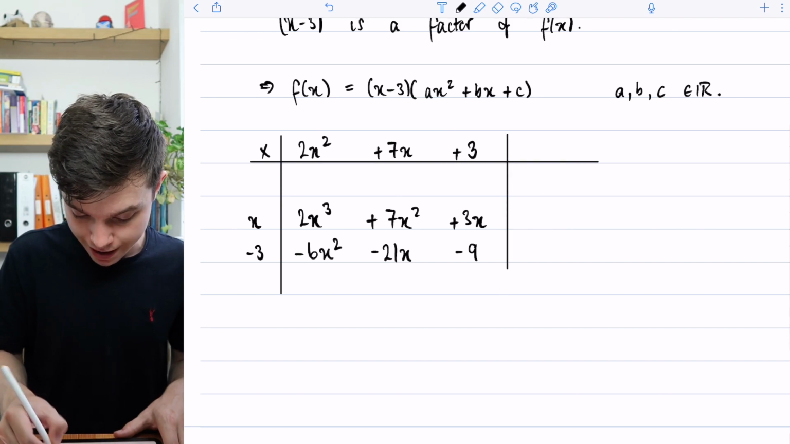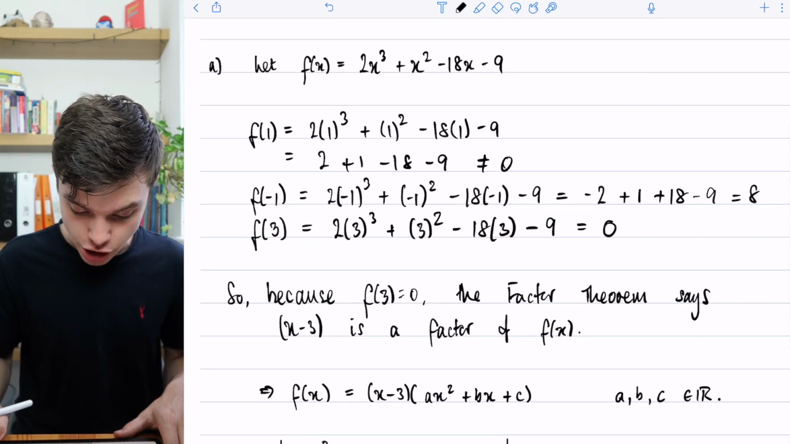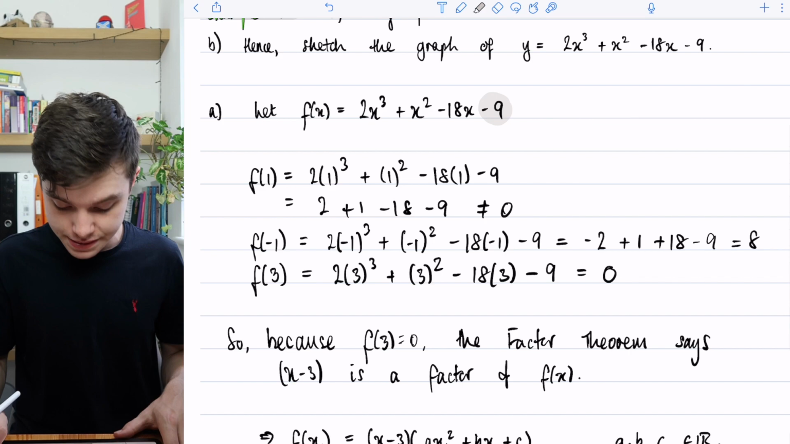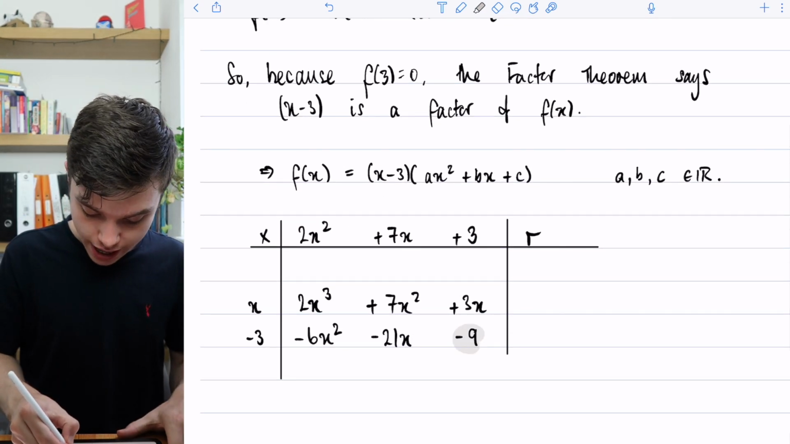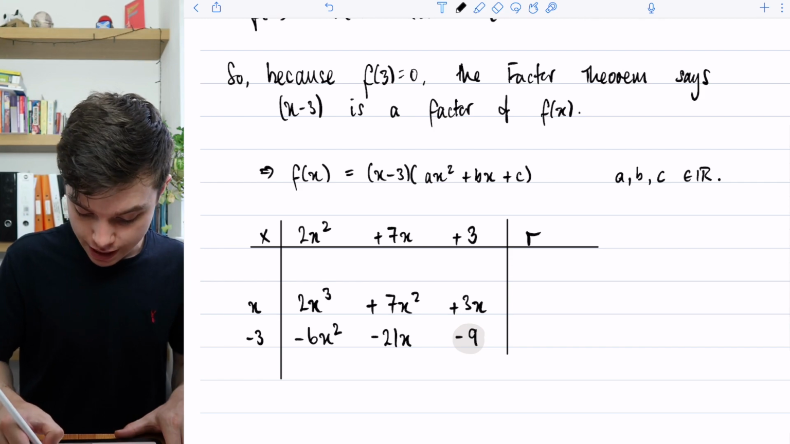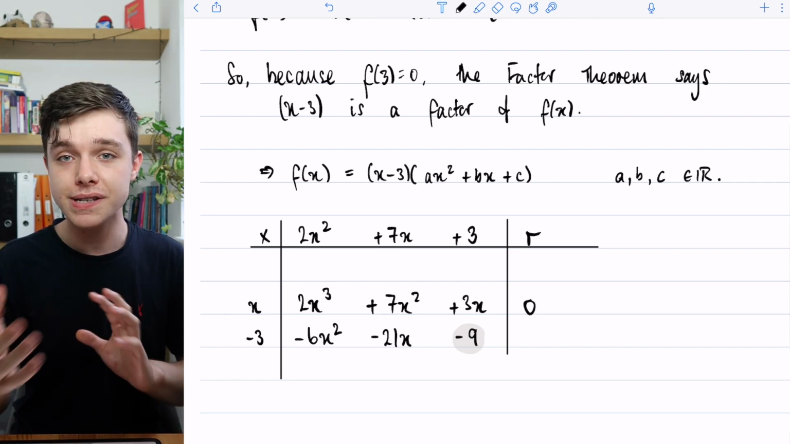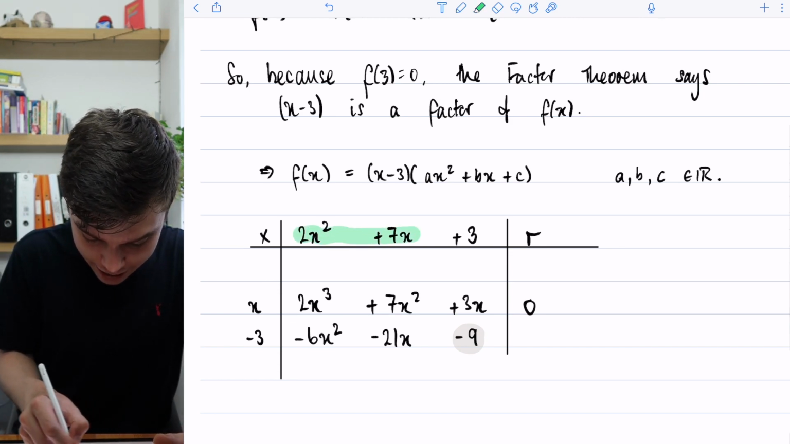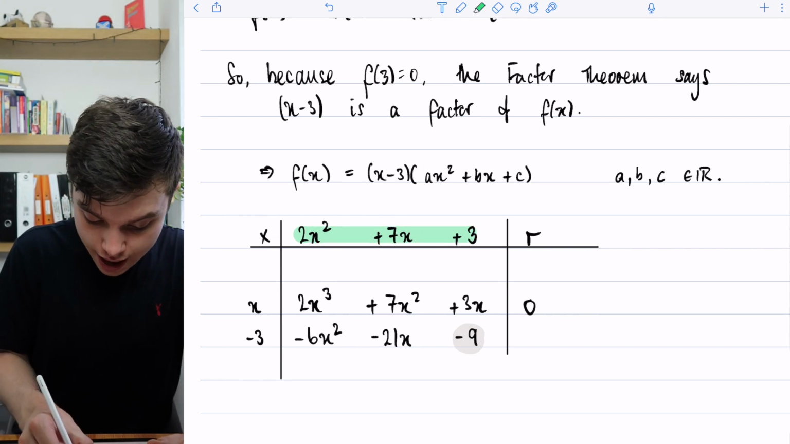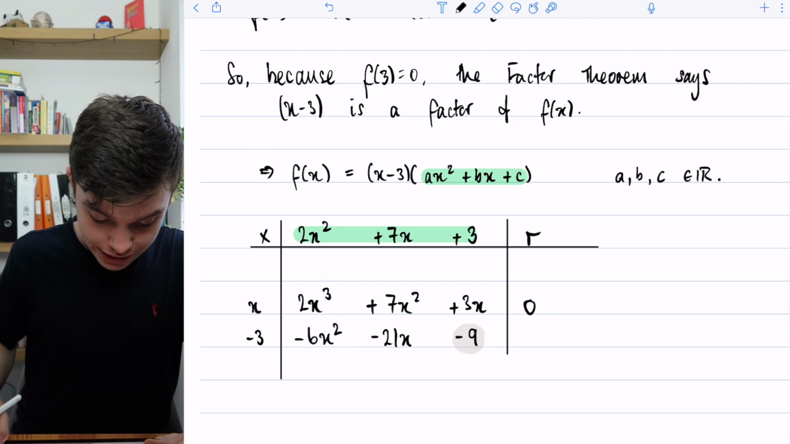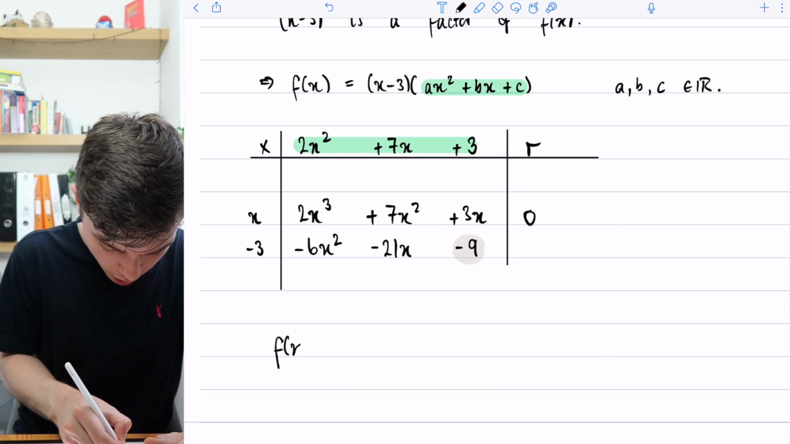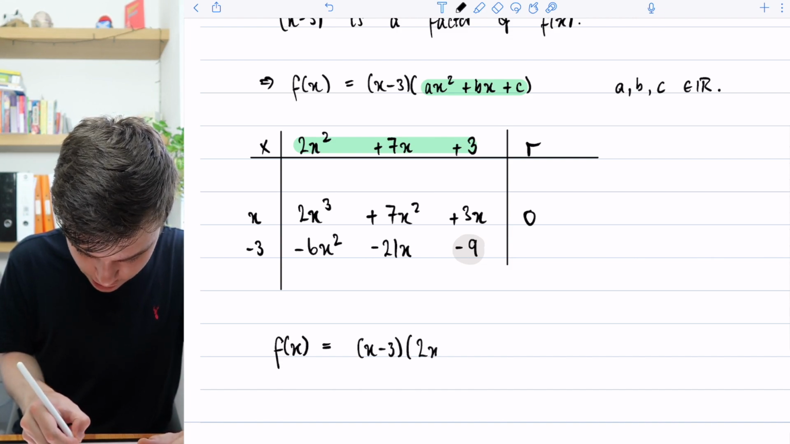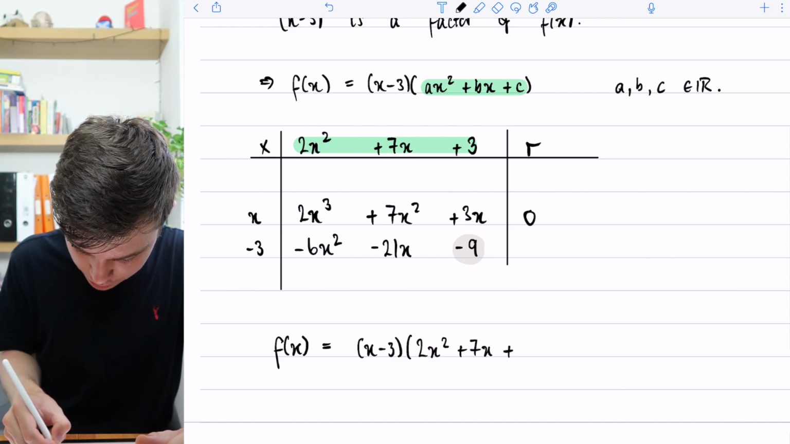So I'm going to have a look at my remainder. And it's actually going to be a remainder of 0, because we have minus 9 in f of x, and in my grid multiplication, we have minus 9 there. And so that then must be a remainder of 0, because our constants are the same. So this on the top here is then my quadratic. So I'm going to take that and replace it with what was already there, my a, b and c. Okay, I now know what a, b and c are. So f of x is x minus 3 multiplied by 2x squared plus 7x plus 3.